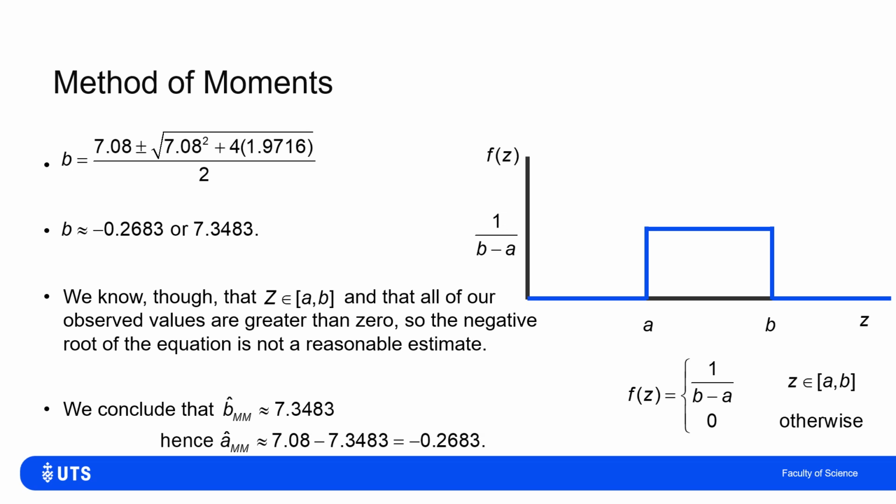Then what does a have to be? Well, a has to be 7.08 minus b. So in fact, I would estimate a to be the other one of those. Both of those, I put a hat on to say it's only an estimate, and I put the subscript MM to say I got there by the method of moments.